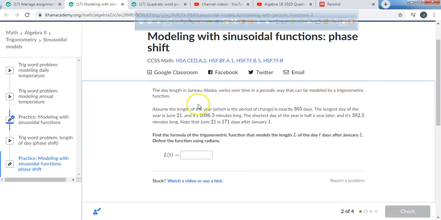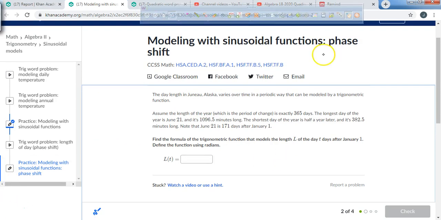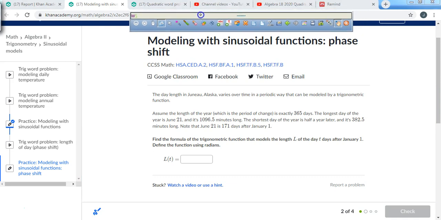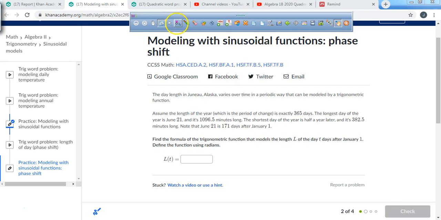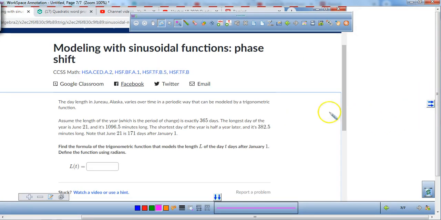We're going to be working on this next question. All right, so get ready to go. And in this next question, it says the day length in Juneau, Alaska varies over time in a periodic way that can be modeled by a trigonometric function. Assume the length of the year, which is the period of change, is exactly 365. That's going to be important information.